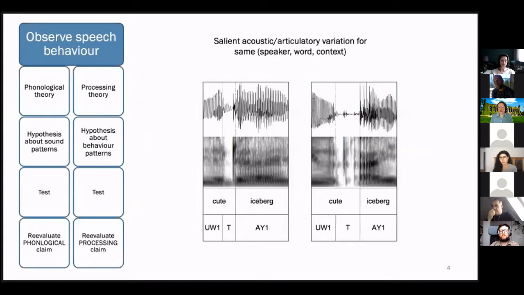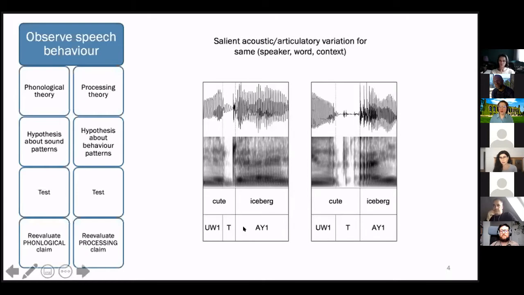So the first thing we start with is an observation about speech behavior. The kinds of observations I'm professionally obsessed with, let's say, are this acoustic and articulatory variation for a single speaker and a word in a particular context. Here I have these waveforms and spectrograms for the exact same utterance of the phrase "cute iceberg," which is a phrase that I asked some experimental participants to say.